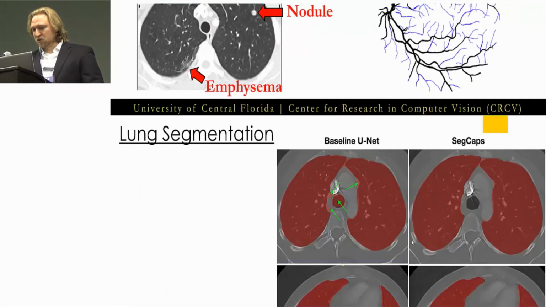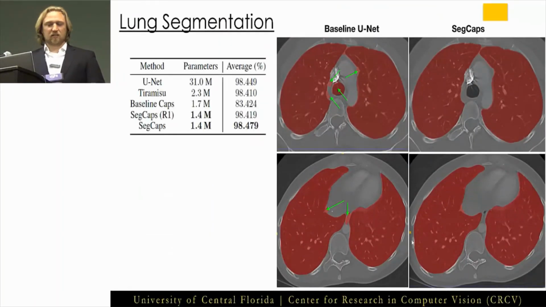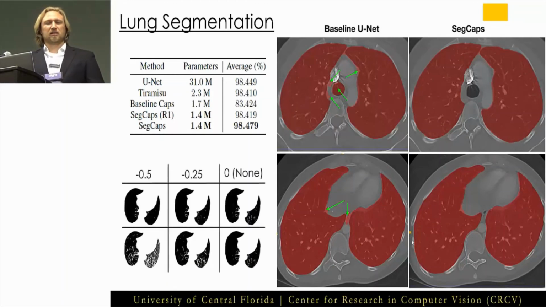And here are the results. So this is comparing against the baseline UNet. You can see UNet struggles in areas that have similar Hounsfield unit values, or intensity values if you'd like. There's a lot of segmentation leakages and things of that nature. So here's the results. SegCaps was able to outperform UNet by a close margin while only using about 95% fewer parameters than UNet. So that was very exciting to see.